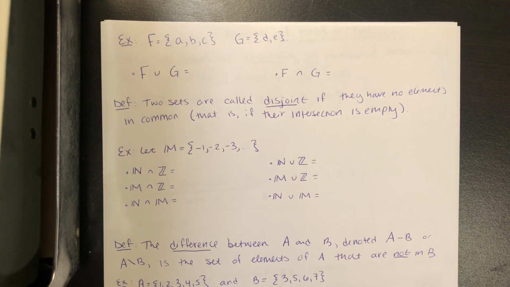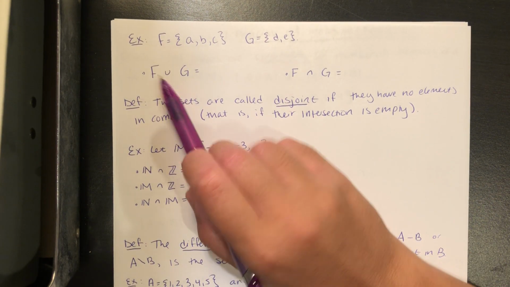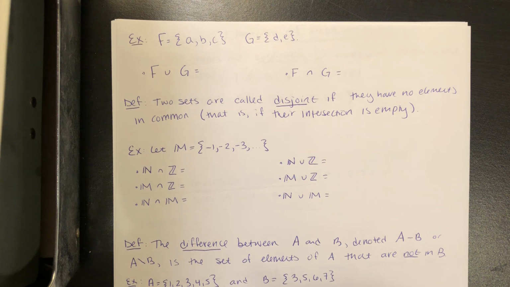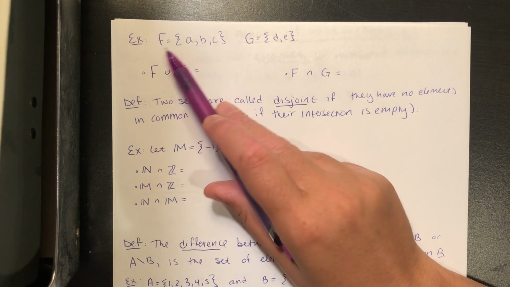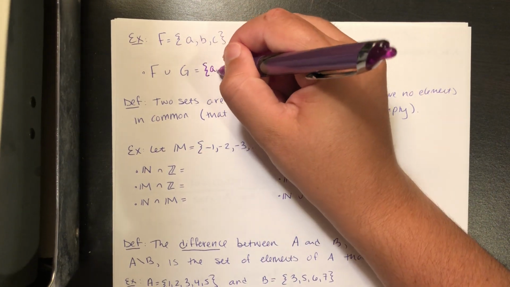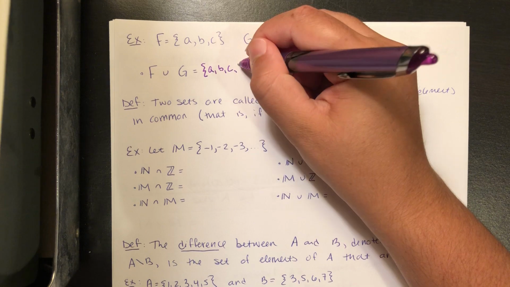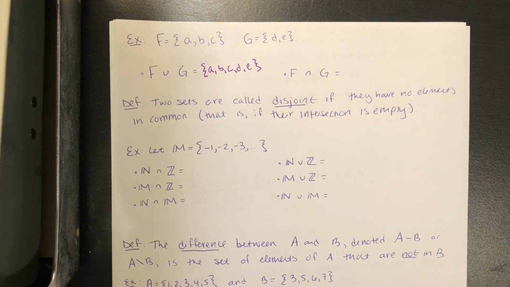So let's continue talking about relationships between sets. Remember, we had said that the union symbol, which looks like a U, means the collection of all the elements that are in either one set or another. So F union G means all the elements that are in the set F or in the set G. So that's going to look like A, B, C, D, and E, right? We just squish those two sets together into one big set.